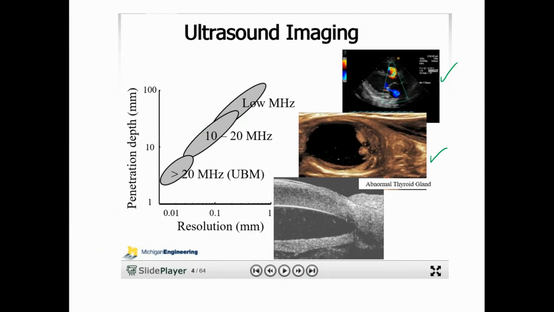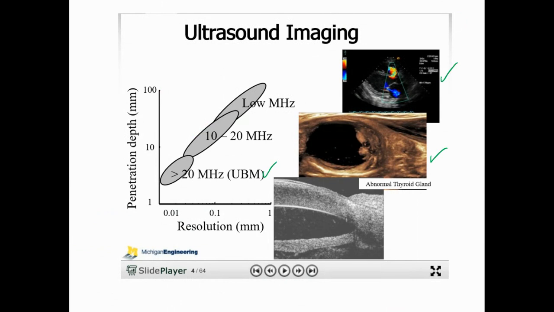A normal thyroid gland in a... I'm sorry, that's a small little fetus in there. I apologize, because that's like a little human face. High resolution image of a very, very early fetus. The thyroid gland is down here when you're going above 20 megahertz. And this is a really high resolution thing.